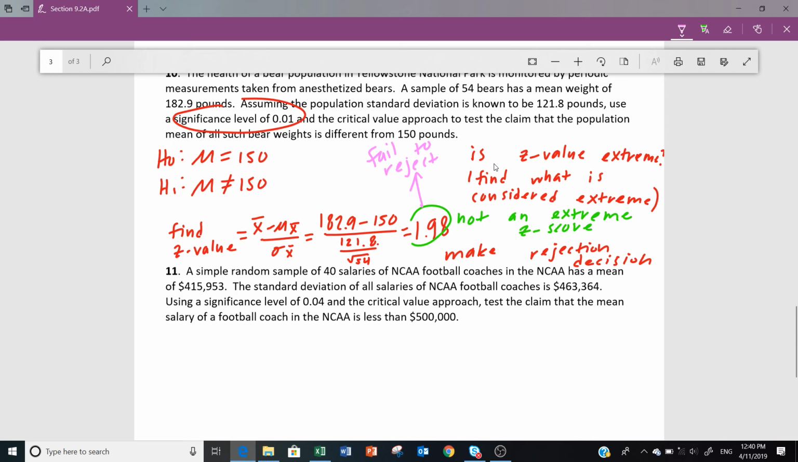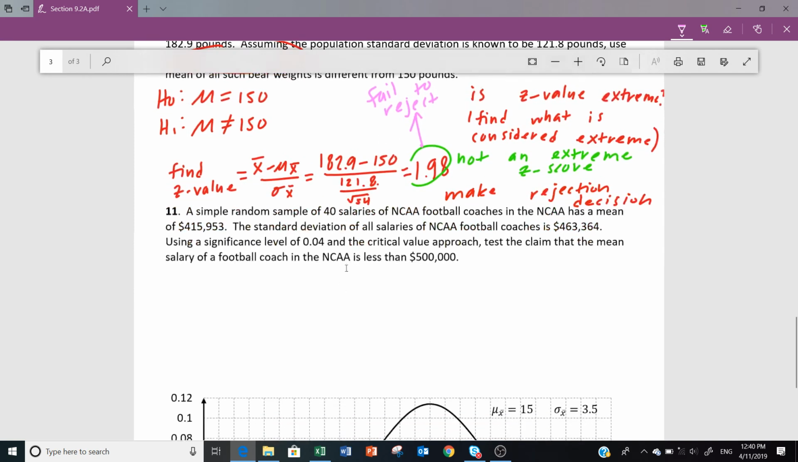Okay, let's try number 11. It's the same thing except it's less than 500,000. Less than is what tailed test if it's less than? Left-tailed.